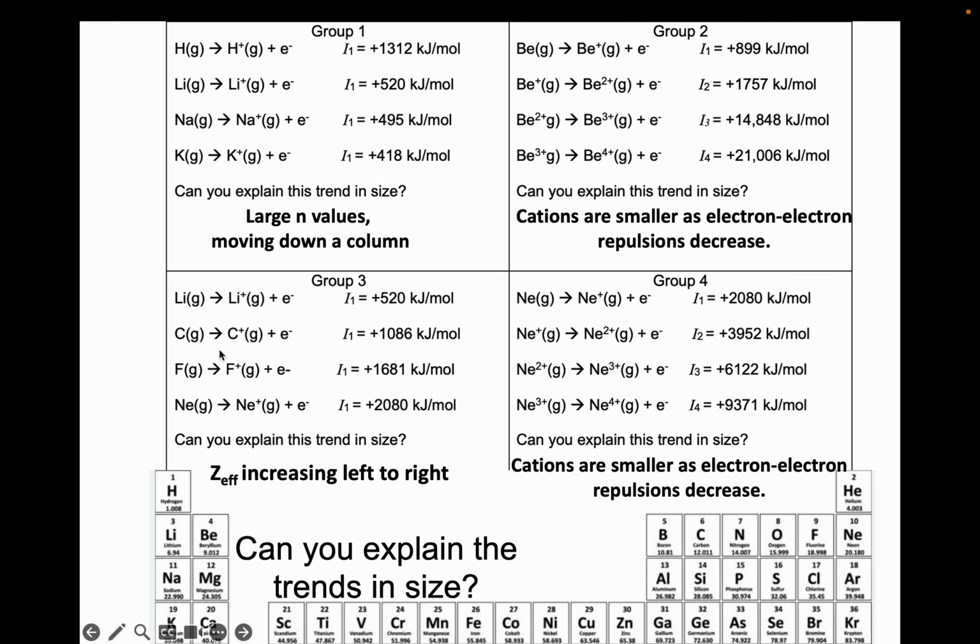Over here in group 3, we're moving left to right, so the effective nuclear charge is increasing. And group 4, here's another example where we're making +1, +2, +3 cations. And so along the way, cations are becoming smaller and smaller.